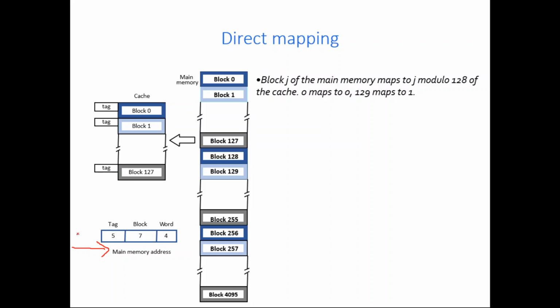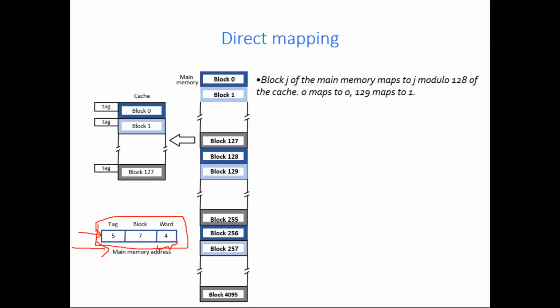Now, how will the cache circuitry identify whether the block corresponding to the address being referred to is available in the cache or not? That is the question. How will it find? See, this particular address generated by the processor contains 3 parts. The least significant 4 bits refer to the actual word, which word it is.